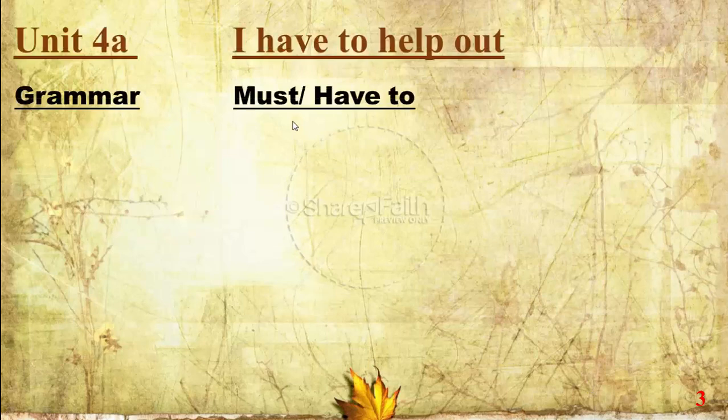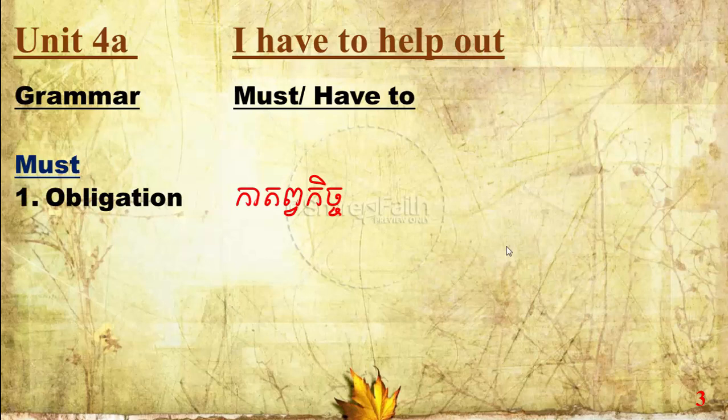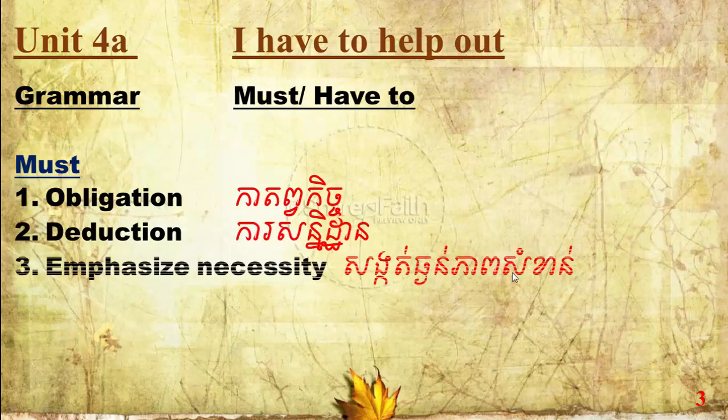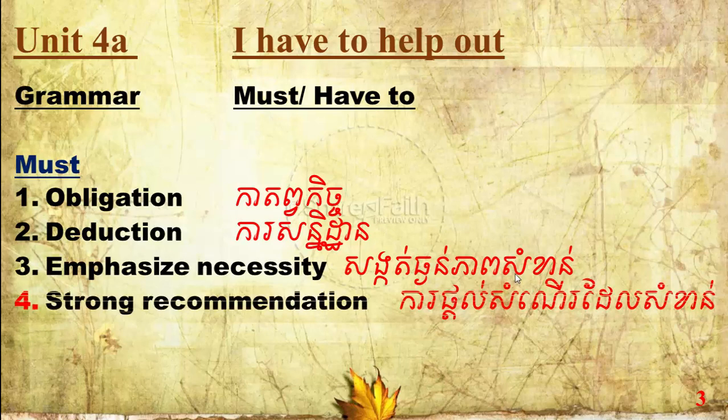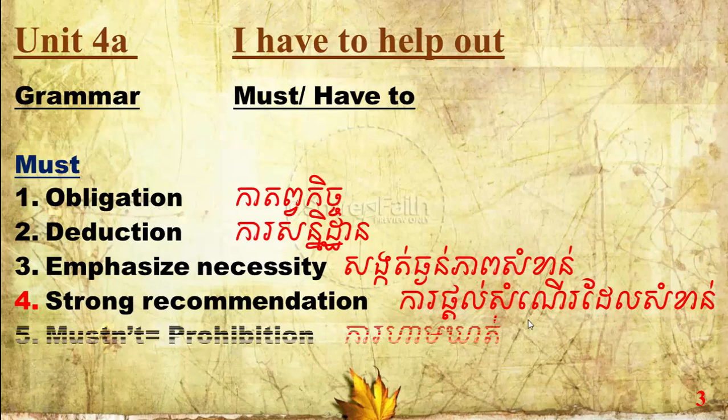The grammar we have is must and have to. I will explain how to use must and have to. You can read the definition of the word at the end, because I have written it in Khmer. Must, we use it for obligation, deduction, emphasizing necessity, and strong recommendation. If you use must not or mustn't, it is for prohibition. It's a very strong command that you cannot reject.